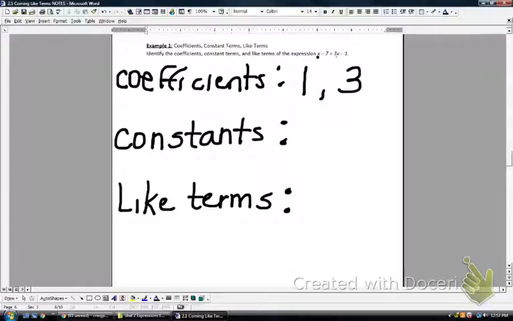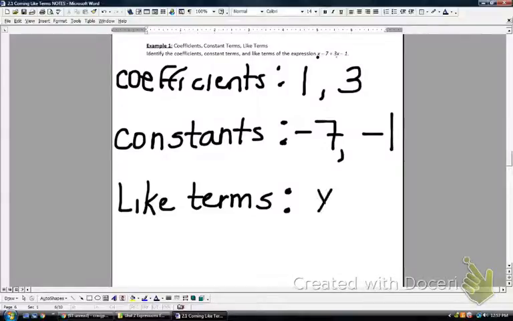Then my constants are -7 and -1, and that's what I was talking about in the definition. The sign to the left is part of that term. So even though we say x minus 7 plus 3x minus 1, the constants are -7 and -1. Then the like terms, I look at things that match based on variables.